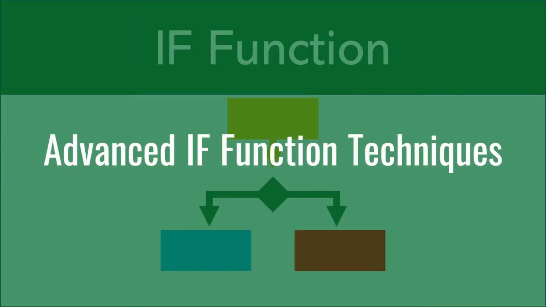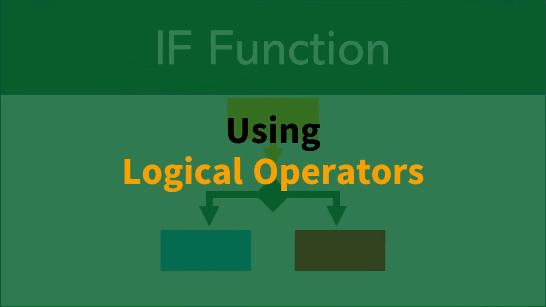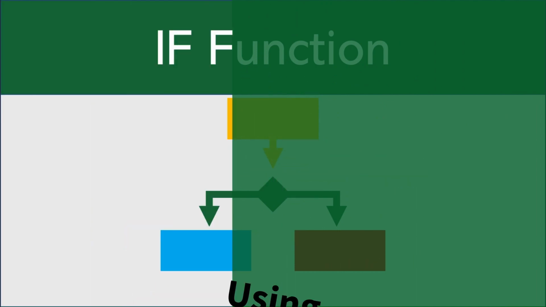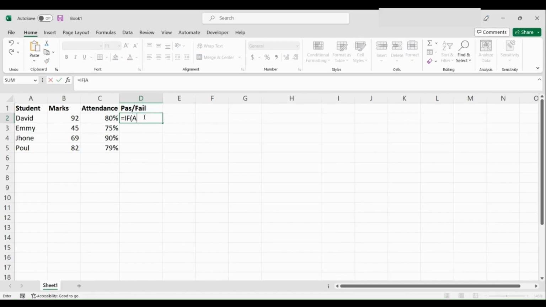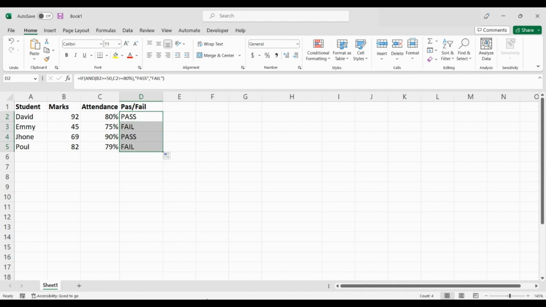Advanced IF function techniques. Moving on to some advanced techniques with the IF function. Using logical operators. You can use logical operators like AND, OR, and NOT to create more complex conditions. For example, let's say we want to check if a student passed and attended at least 80% of the classes. Equals IF, AND B2 greater than or equal to 50, C2 greater than or equal to 80%, pass, otherwise, fail. Here, we're using the AND function to combine two conditions.